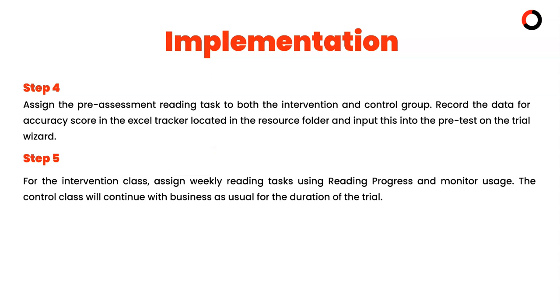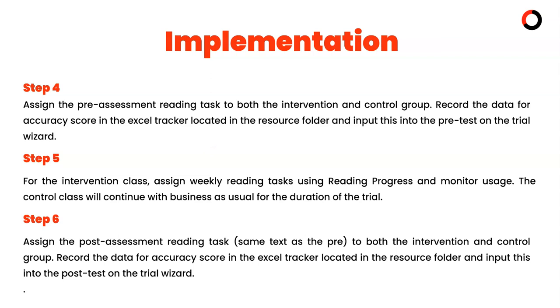For the intervention class, assign weekly reading tasks to the reading progress and monitor the usage. The control class will continue with business as usual for the duration of the trial. And step 6, assign the post-assessment reading task, which is the same text that you set for the pre, to both the intervention and control groups and get this to be completed on the reading progress. Record the data for the accuracy score in the Excel tracker located in the resource folder and then input this into the post-test trial on the wizard.